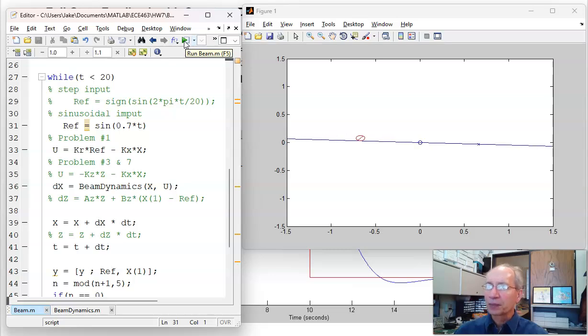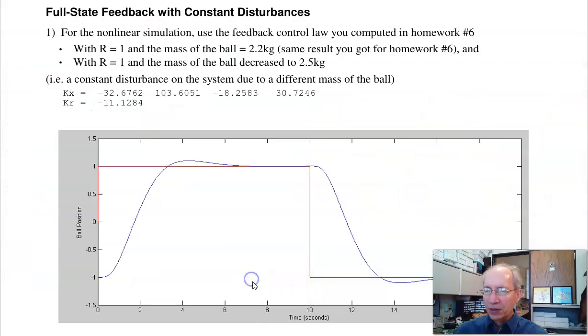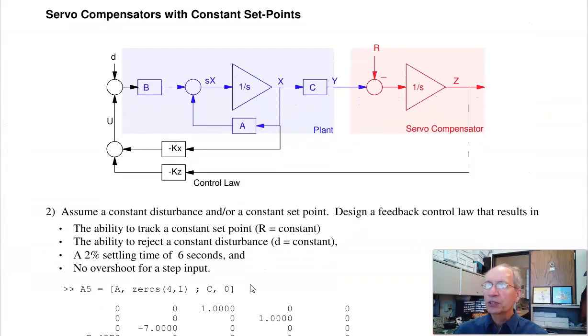How do I fix that? Well, in the first case, if I want to track a constant set point, you add a servo compensator with a pole at s equals 0. What that does is integrate the difference. If r is a constant, at steady state, everything is a constant. The derivative of a constant is 0, so that forces this point to 0. If that's 0, y tracks r at steady state. In addition, if there's a constant disturbance, again this has to go to 0, and y still tracks r at steady state. So add a servo compensator and stabilize the system.